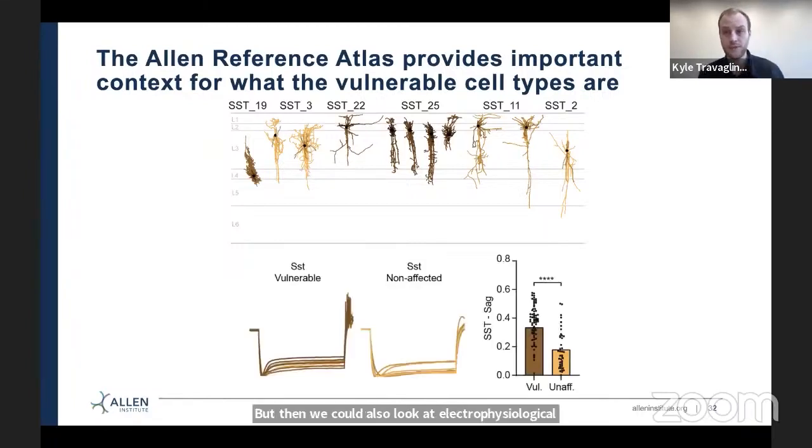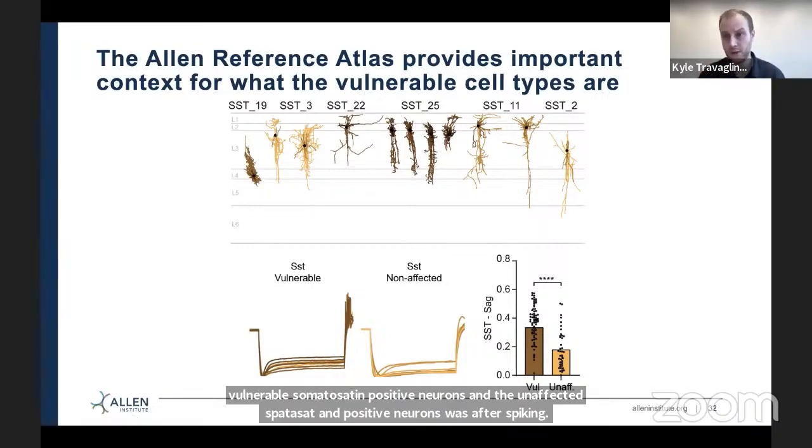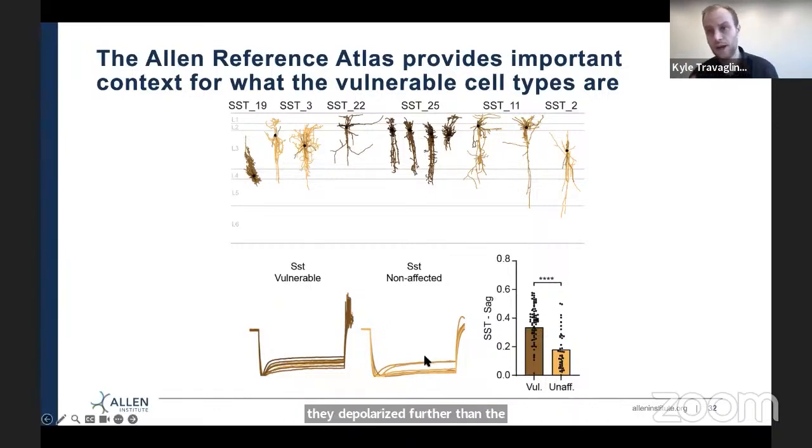And one notable difference between the vulnerable somatostatin positive neurons and the unaffected somatostatin positive neurons was that after spiking, the vulnerable neurons had significantly higher sag. So they depolarized further than the unaffected types on average. And so this gave us important context for not only naming transcriptionally what cells were vulnerable, but really having a good idea for where these cells are, what they look like, and what their ephys properties are, so that if anyone wanted to study these cells in the context of Alzheimer's disease, they would have many different ways of identifying them and accessing them overall.